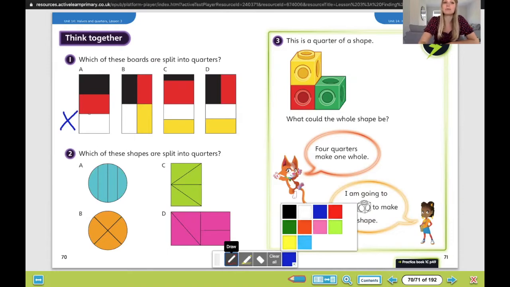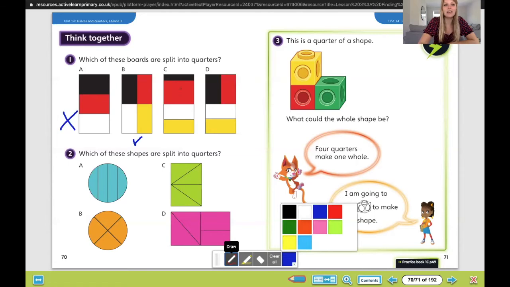Let's have a look at this one together. Has this board been split into 4 equal parts? So first of all, have a little think to yourself. Are there 4 parts? Yes. And are the parts equal? Which means, are they the same? Yes. So we can put a big tick. Yes. B has been split into quarters. So let's have a look at C and D. So C first of all. Are there 4 parts?